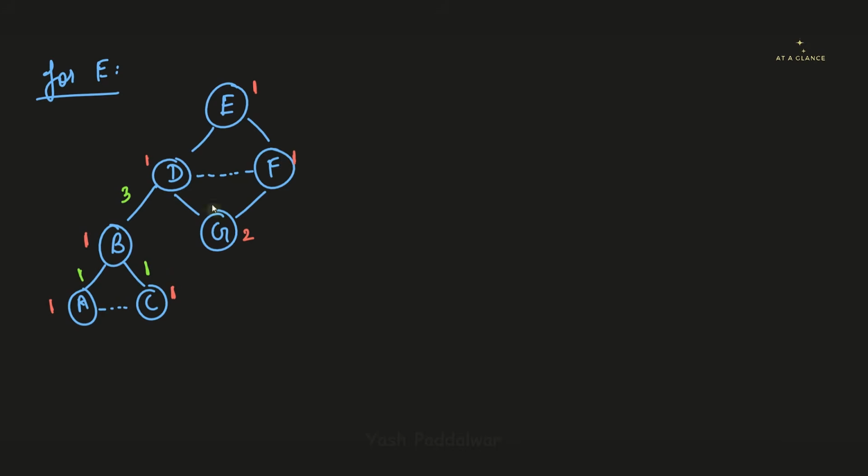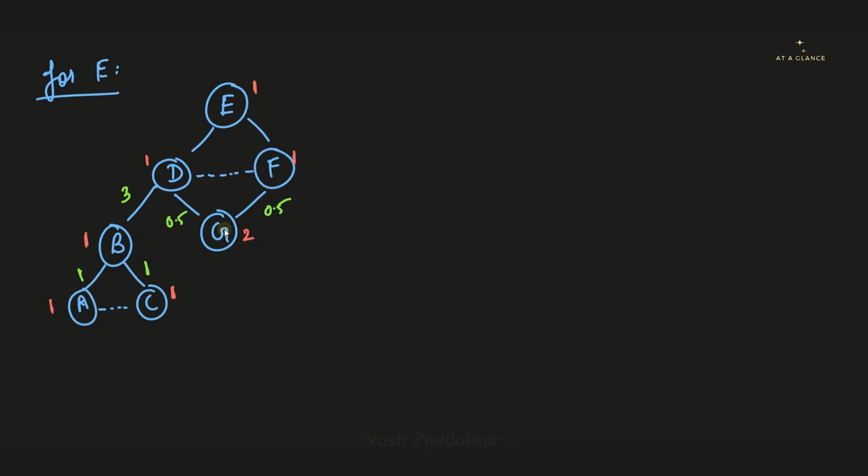Now, look carefully. We have to now find out the edge centrality of the edge DG. Over here, you can see that the node G weight is 2 and the node D weight is 1. So, since G is the leaf node, we have to divide it. So, 1 divided by 2, it is 0.5. Similarly, for F also, 1 divided by 2, it is 0.5 because G is the leaf node.